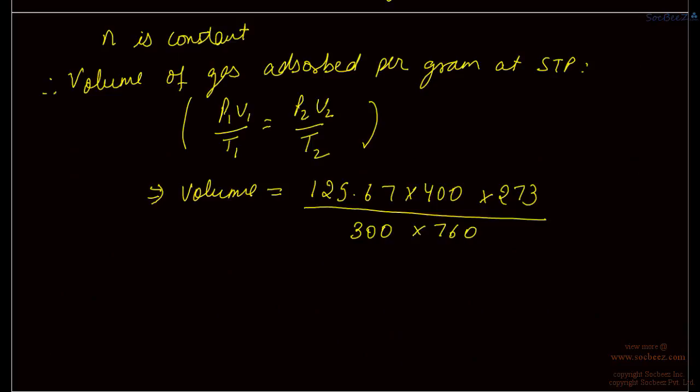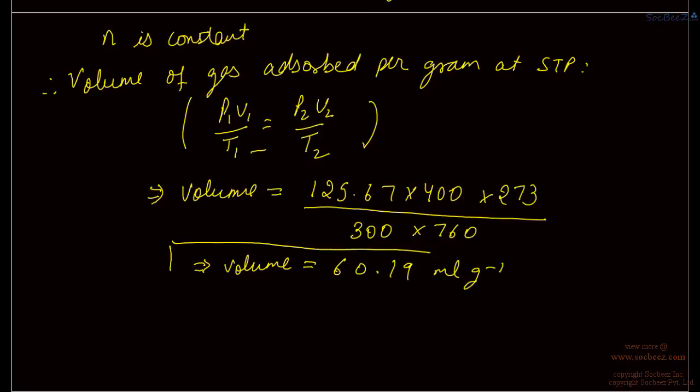To calculate the corresponding values at STP, we have used this identity, and from here we get the value of volume. So the volume comes out to be 60.19 milliliter per gram. This is the answer.